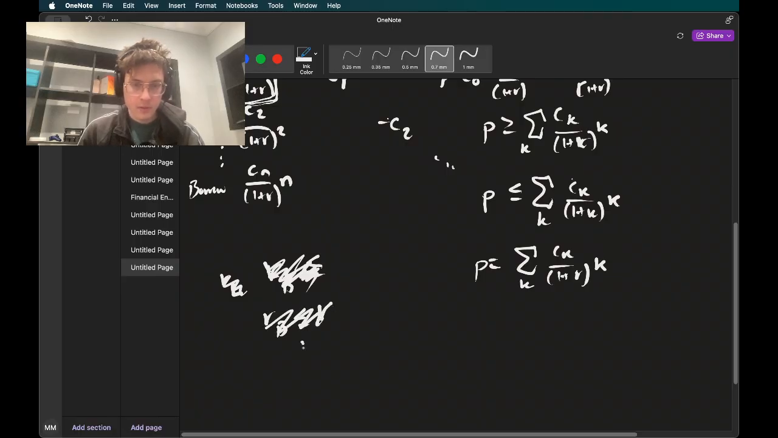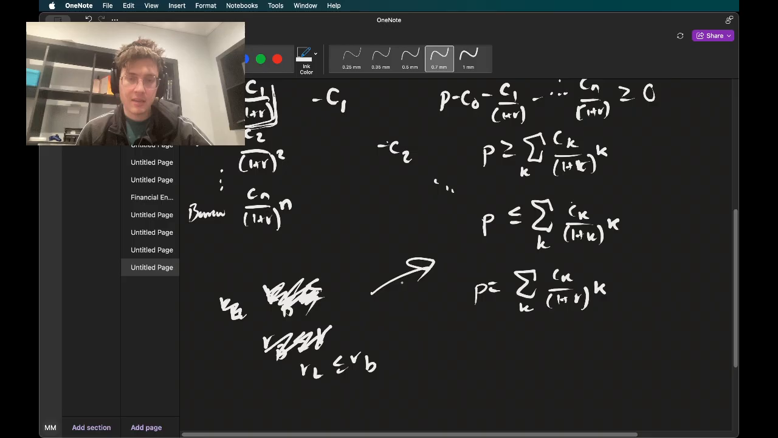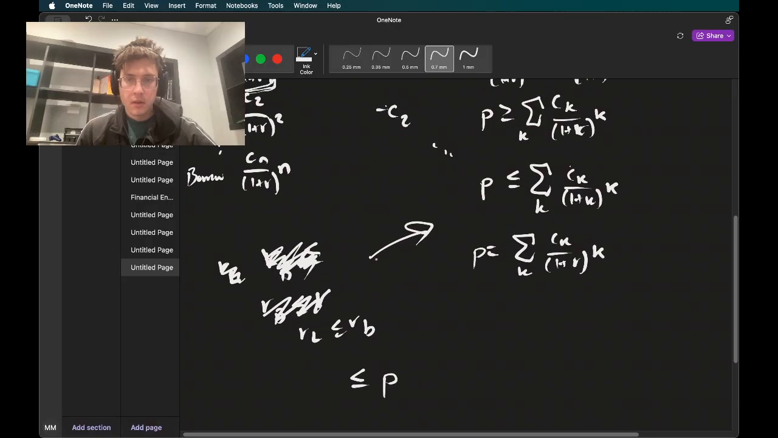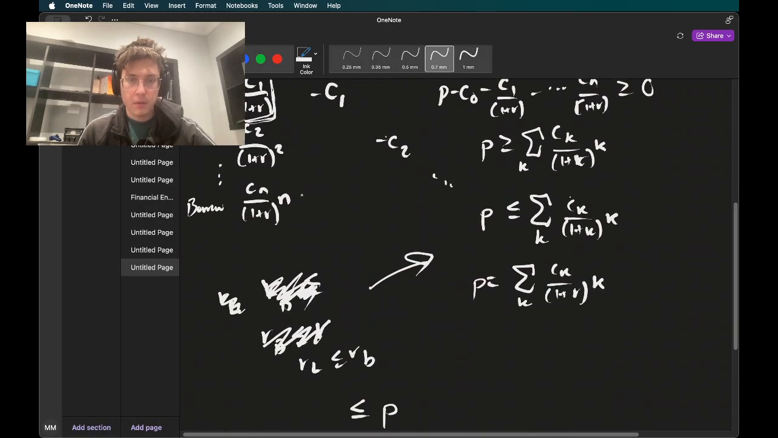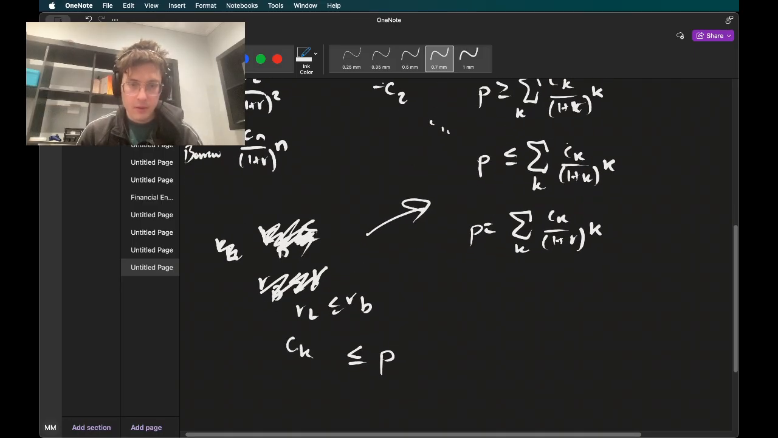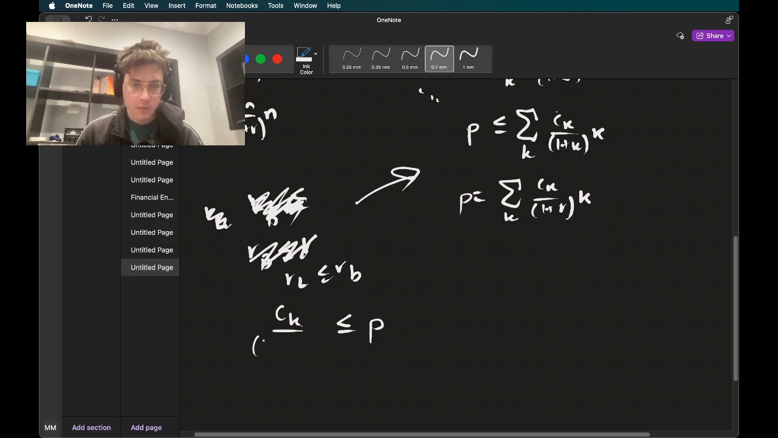Right, I did that wrong. RL is less than RB. I'm not going to go over this, but you use the exact same logic and you determine that P is then greater than or equal to... Since in the first portfolio we had to borrow, it'll be lower bounded by C K over 1 plus RB, I think, and then upper bounded by 1 plus RL to the K, and then obviously some summation.